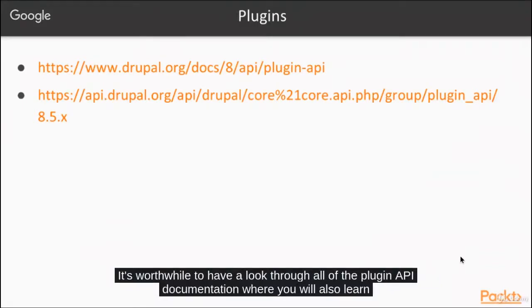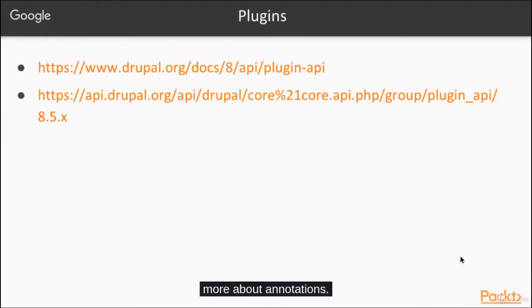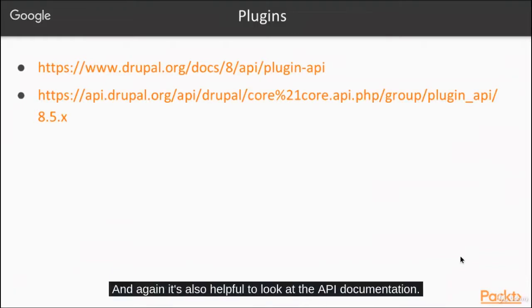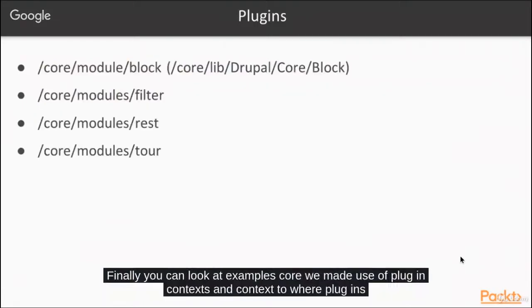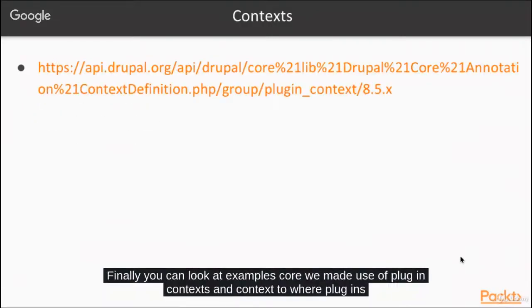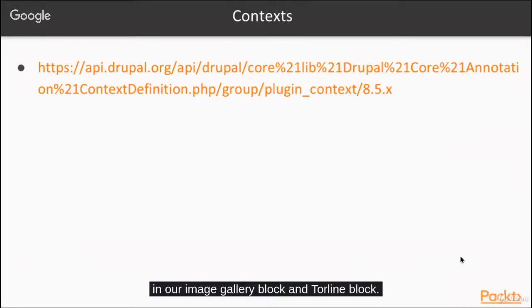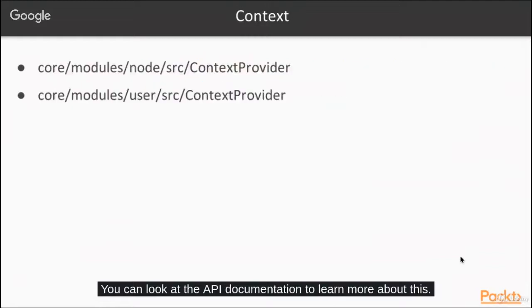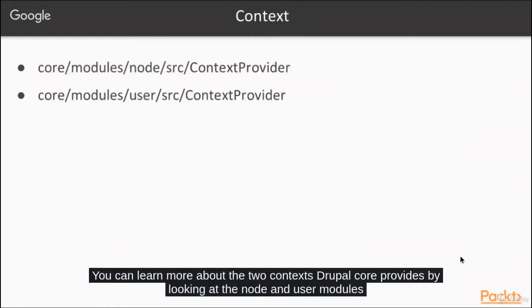It's worthwhile to have a look through all of the plugin API documentation, where you will also learn more about annotations. And again, it's also helpful to look at the API documentation. Finally, you can look at examples in core. We made use of plugin contexts and context-aware plugins in our image gallery block and tour link block. You can look at the API documentation to learn more about this. You can learn more about the two contexts Drupal core provides by looking at the node and user modules.